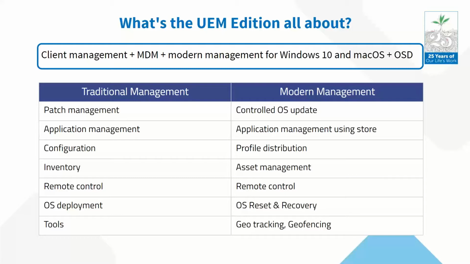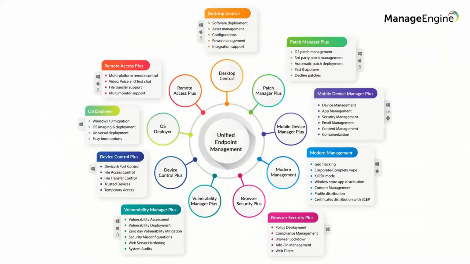From traditional patching to controlled OS updates, from remote control to a remote management type of approach, from configuration deployment to profile distribution to devices, geo tracking and fencing, and modern management. This is the whole idea of Desktop Central, managing operating systems in both the traditional and modern way. So these are the features available as part of Desktop Central Unified Endpoint Management.